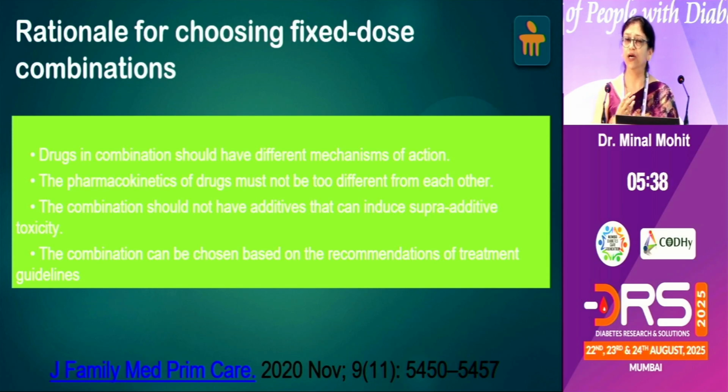You can't combine tirzepatide with a molecule like sulfonylurea because it has to be given with every meal or maybe once a day. So the pharmacokinetics also has to match. Then the combinations can't be supra-additive, like you can't give insulin with sulfonylurea, otherwise there will be severe hypoglycemias. So the combination has to be recommended by the guidelines. So you can't have all the FDCs.